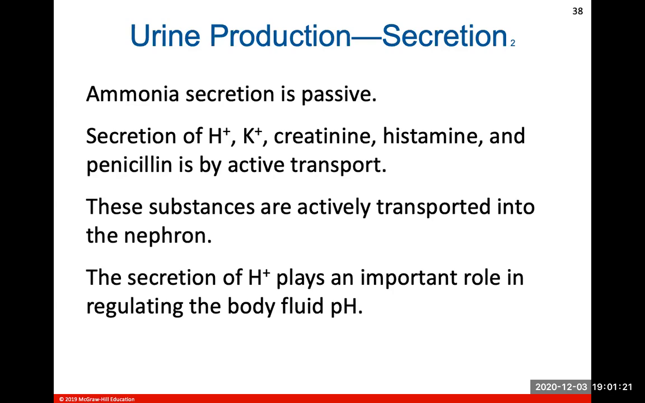Ammonia secretion is passive, and secretion of hydrogen ions, potassium, creatinine, histamine, and penicillin is by active transport. These substances will then be actively transported into the nephron, and the secretion of hydrogen ions will play a very important role in regulating body fluid pH.